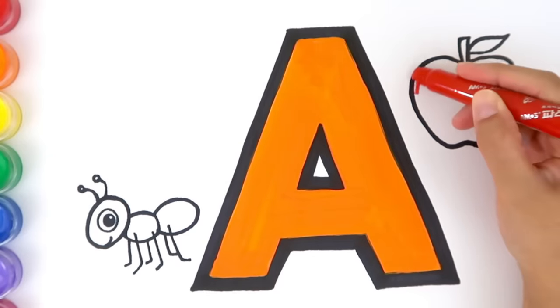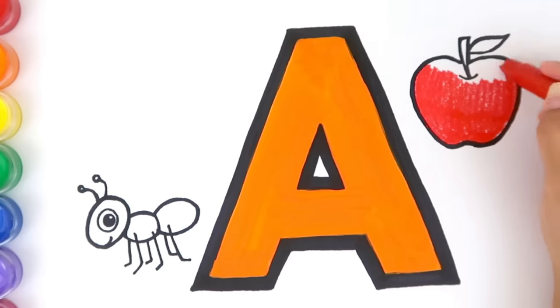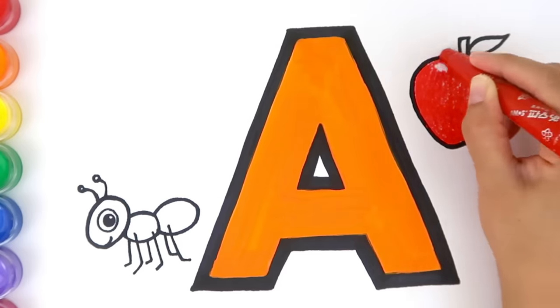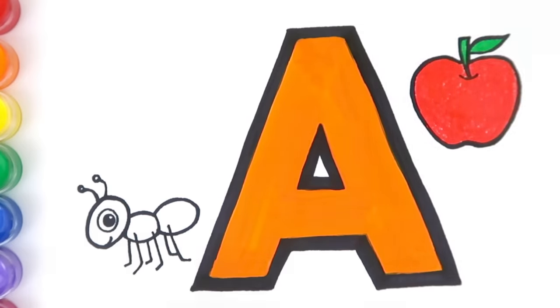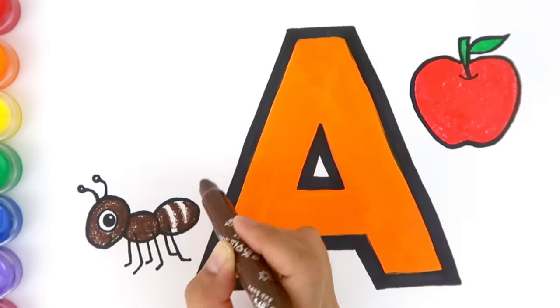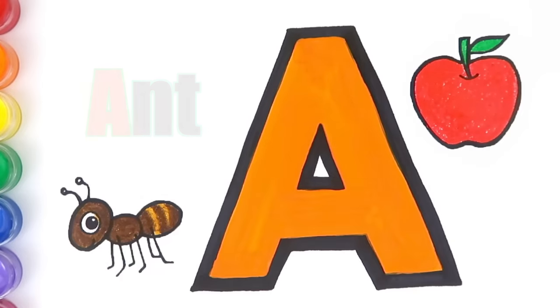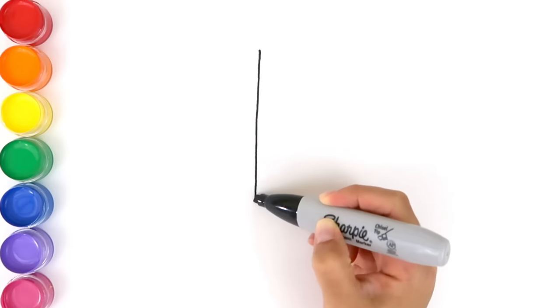What color is the apple? The apple is red. What color is the ant? The ant is dark brown. A is for ant. A is for apple. Next comes the letter B.